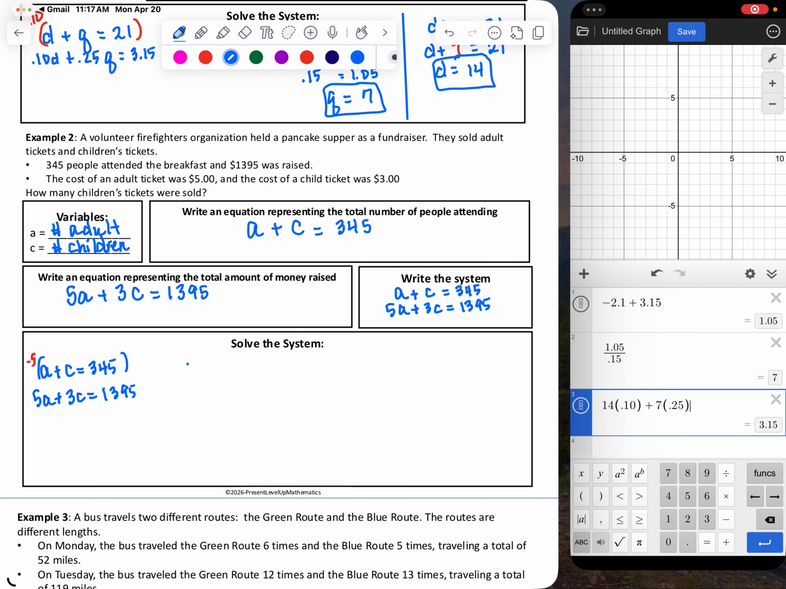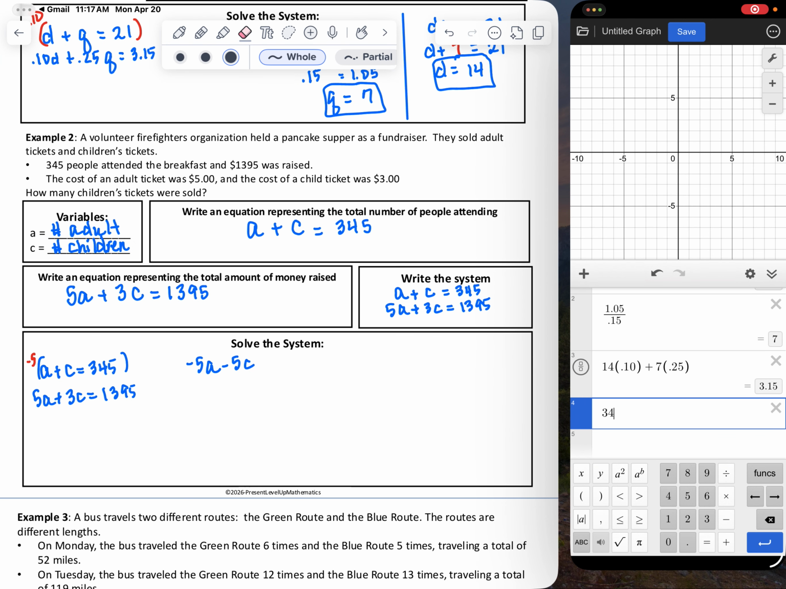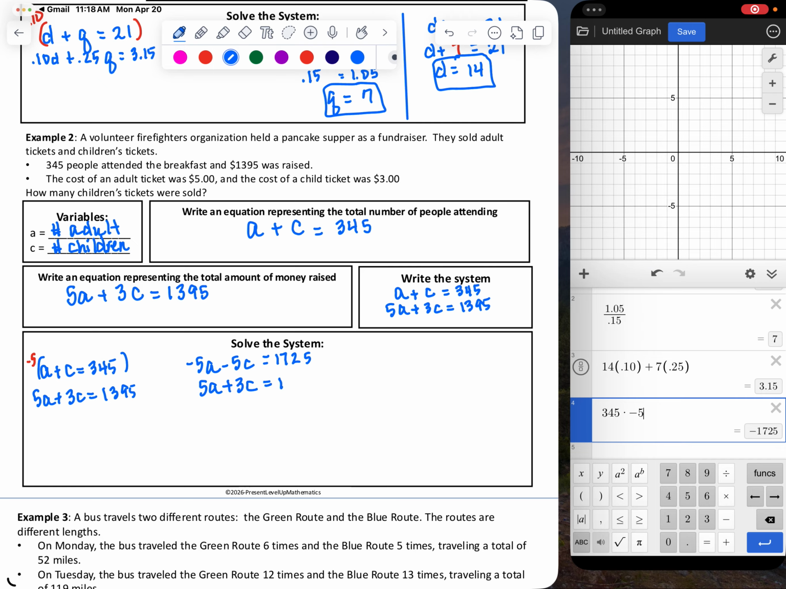So that would give me negative 5A. Negative 5 times C would be negative 5C. And 345 times negative 5 would give me negative 1,725. Now, I'm not changing the bottom equation at all. And I can see that I forgot to put the negative on the 1,725. All right, now that you have opposites, draw your line and add the two equations together.